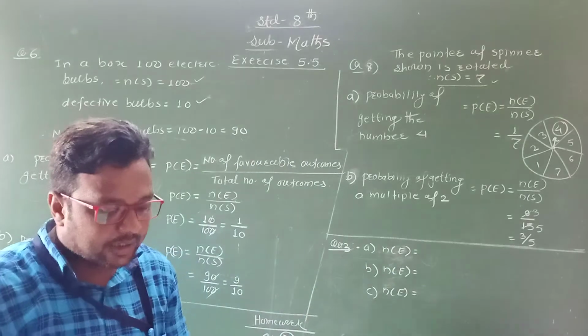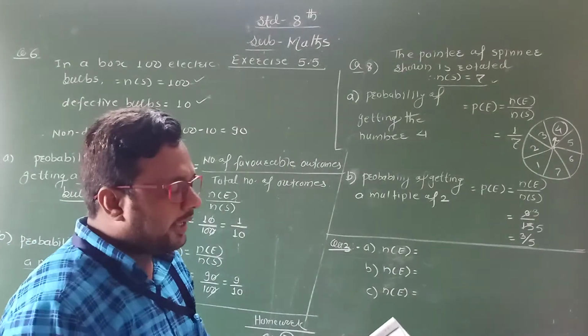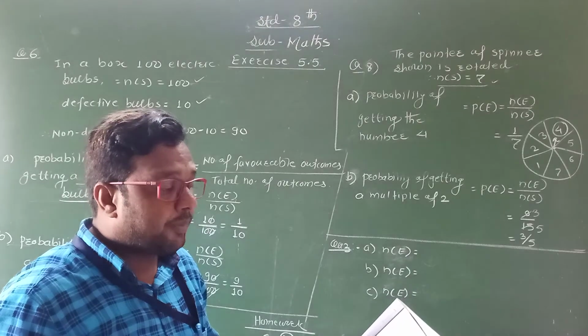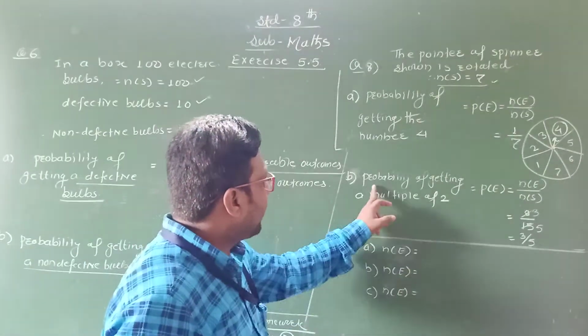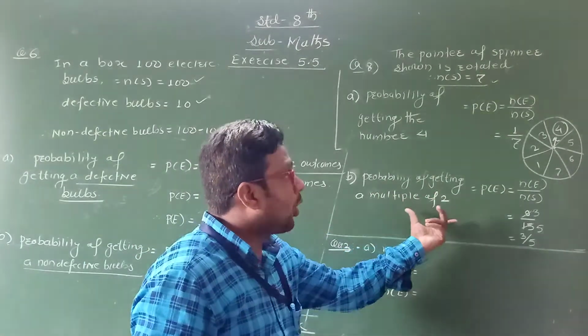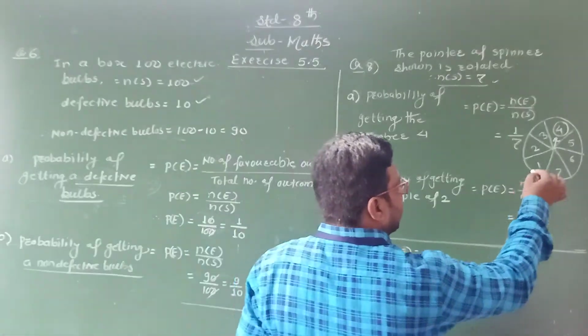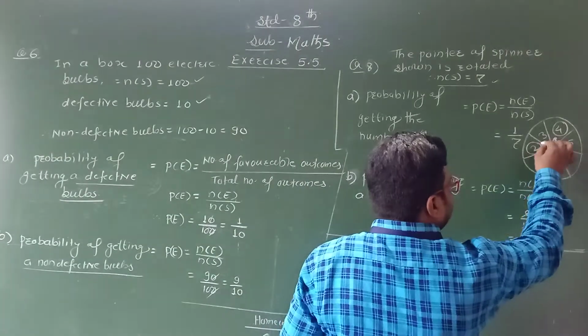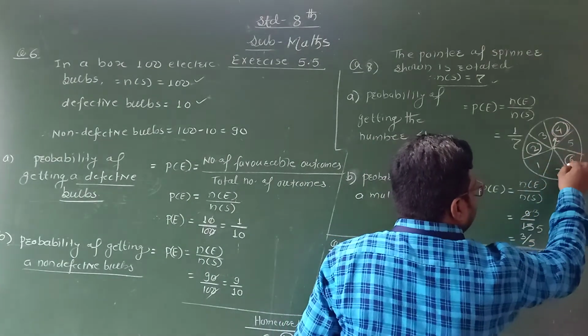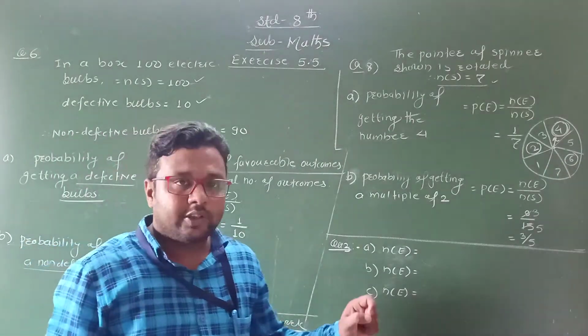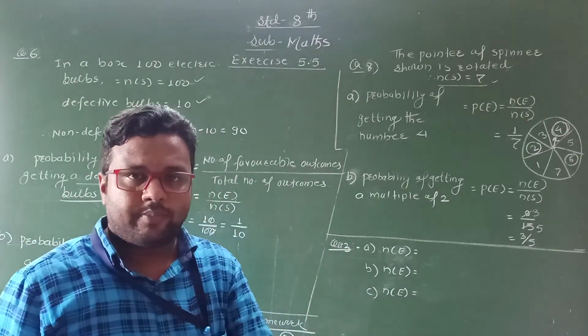Here I take example B. Find the probability of getting a number that is a multiple of 2. Now, which are the numbers that are multiples of 2? That is 2, then 4 and then 6. Total how many numbers are there? 3 numbers are there which are multiples of 2.